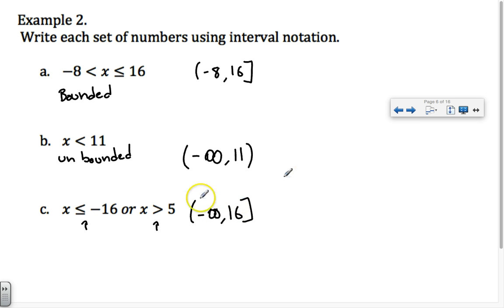And I'm also going to write this one, x is greater than 5. I know that the 5 is not included, so it's going to be 5, and it's going to go to infinity. Now the way that we join these together, because we have this or in here, is that we use something from the set work that we did yesterday. We're going to use a union symbol like we did for the union of two sets. What this will do is join two intervals together and basically exclude the middle.